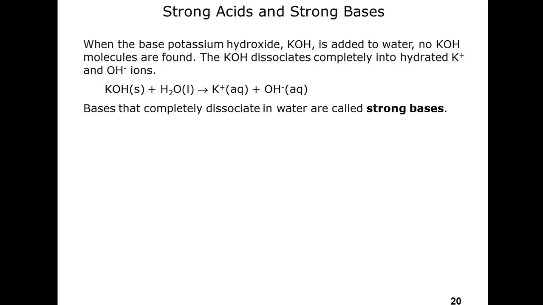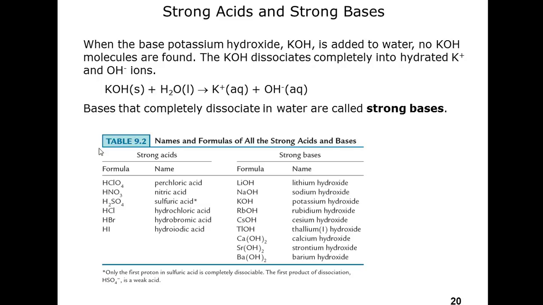Here we have a table taken directly from your textbook that lists the strong acids and the strong bases that you are responsible for knowing. If we end up talking about a different acid or a base that's not in this table, it would be considered a weak acid or a weak base.